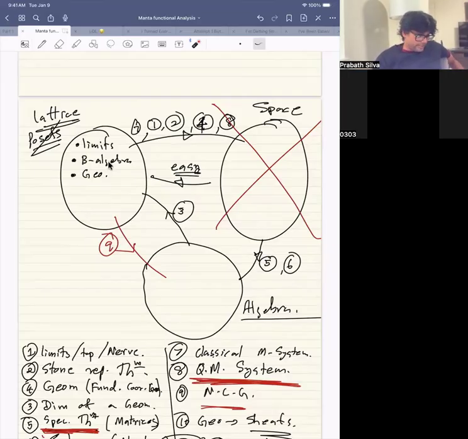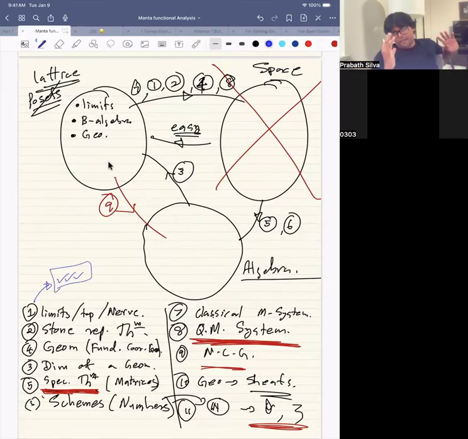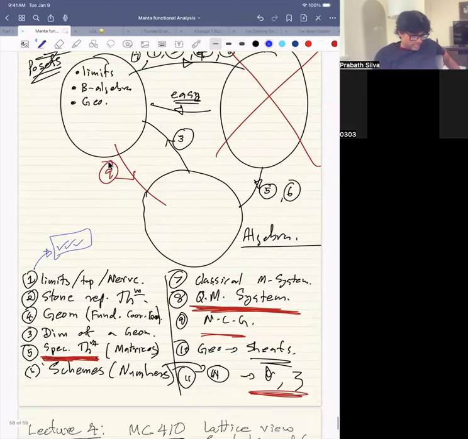Now let's think of this as going deep into each of these topics. So we'll start here. So far we have studied the main tool on the lattice side, basically Zorn's lemma. Then in lecture 3, we gave a whole bunch of definitions, and now we are going to dig into these things.